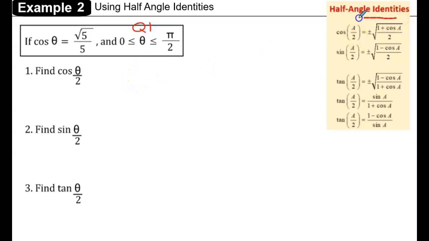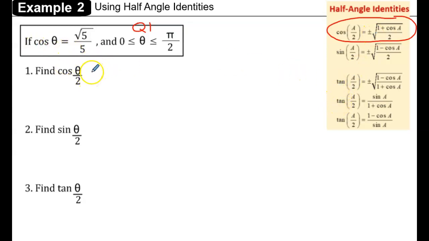Our cosine of a half-angle identity is plus or minus the square root of the quantity 1 plus cosine of A divided by 2. Since we're in quadrant 1, we know that half of a quadrant 1 angle still has to be in quadrant 1. So we're going to keep the positive and discard the negative.